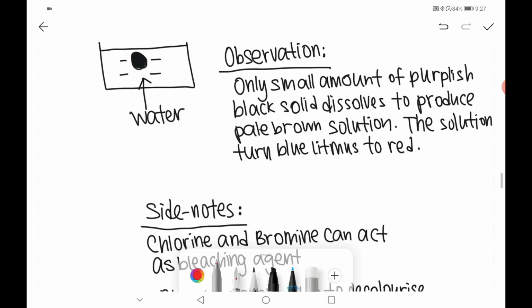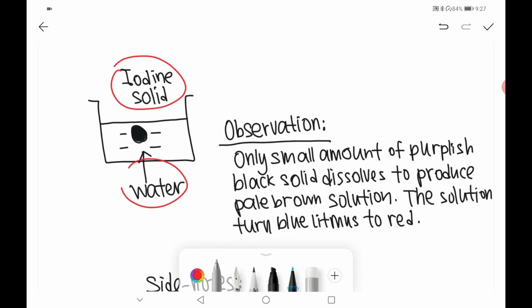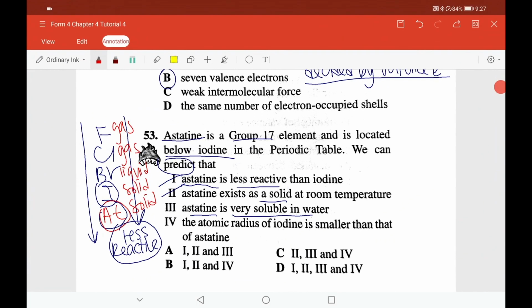Remember this, when iodine is put in water, only a small amount of the iodine dissolves. Which means what? Iodine is already very hard to dissolve. So if you go lower than iodine, it should be even harder to dissolve. So answer 3 is wrong.